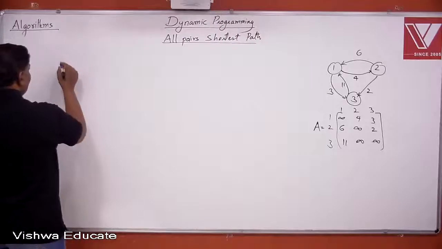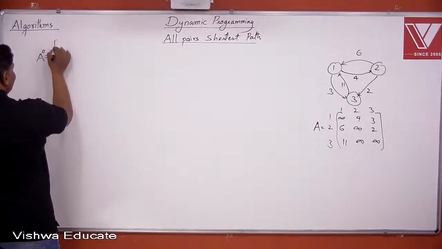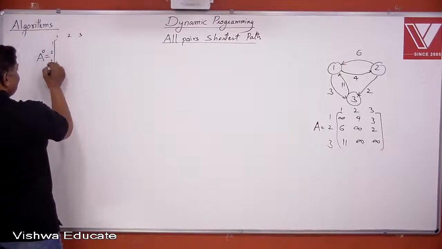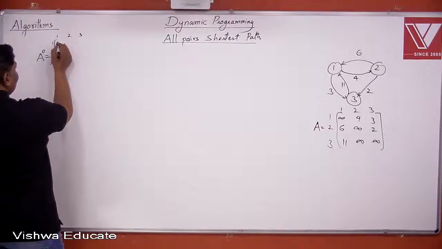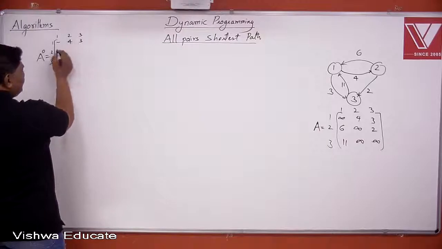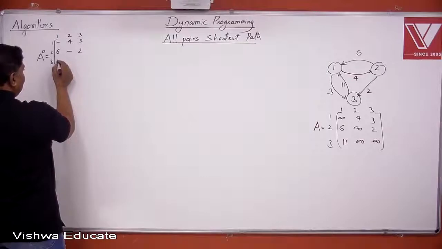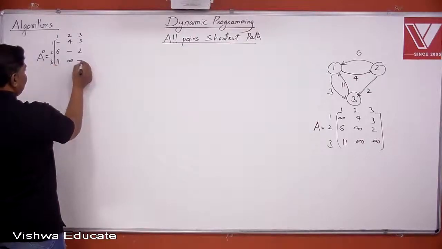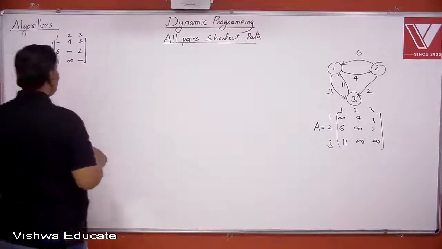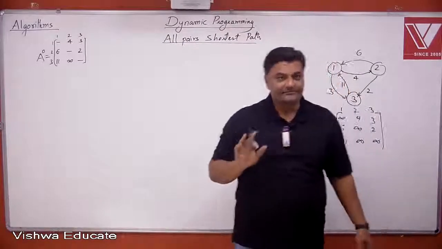See, first take that matrix as it is. 1, 2, 3, 1, 2, 3. Values that are infinity, I'll just put a hyphen here, otherwise it looks congested. This is infinity, we are not interested in it, so I have kept dashes. This infinity we require. This is the first matrix. I will call it A0.